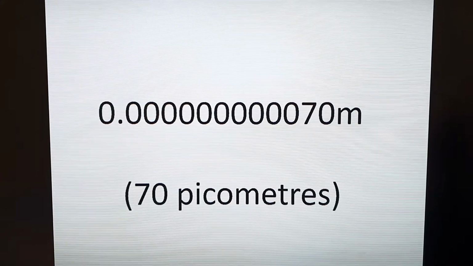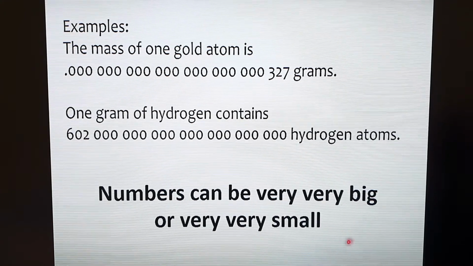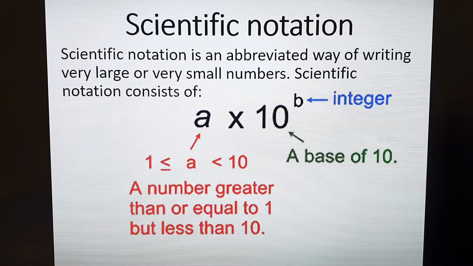But my point in going through this is to let you know that numbers can be very, very big or very, very small, and it would be a nuisance to write them with that many zeros or that many numbers. So that is why scientific notation plays a very important part in making our lives a little bit easier. So what is scientific notation? It's an easier way to represent the very big and very small numbers that we saw before.